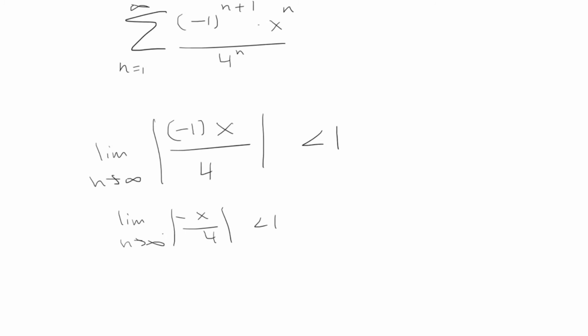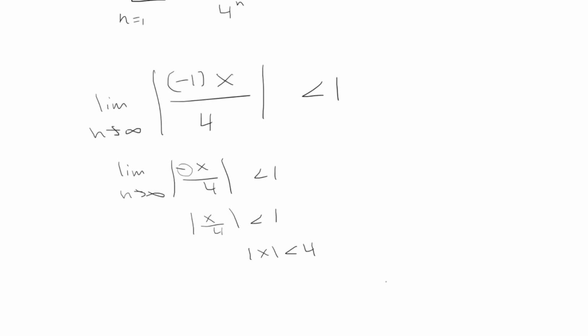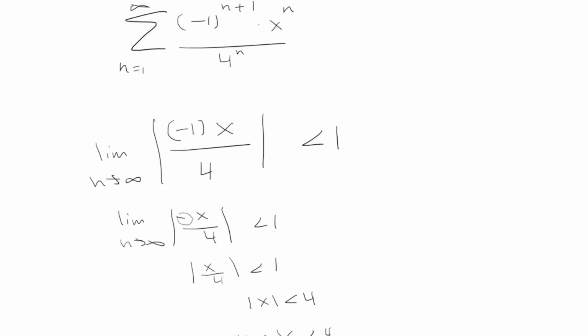We know that this does not depend on n, and the negative is going to cancel out and be positive. So we'll just have the absolute value of x over 4 being less than 1. So the absolute value of x is less than 4, which means x has to be between negative 4 and 4. Now we have to test the endpoints.